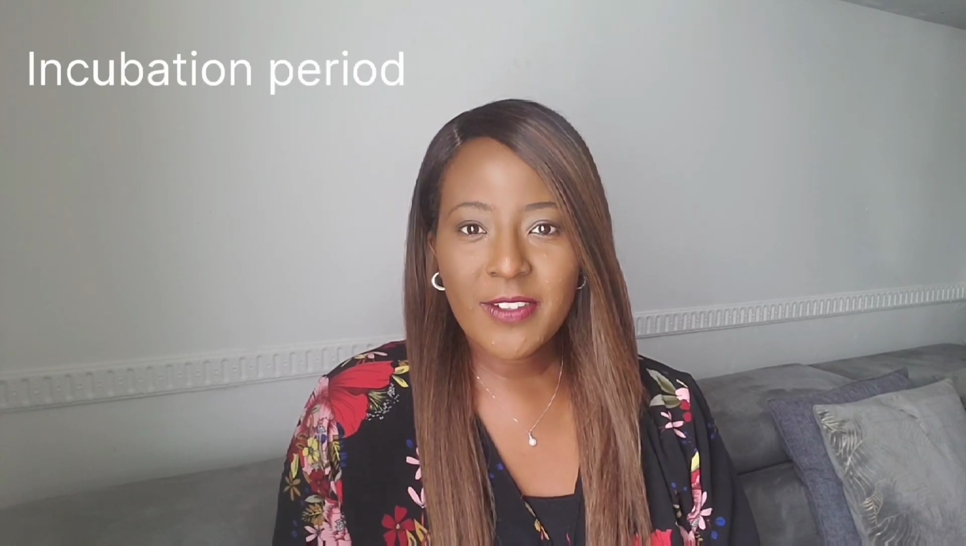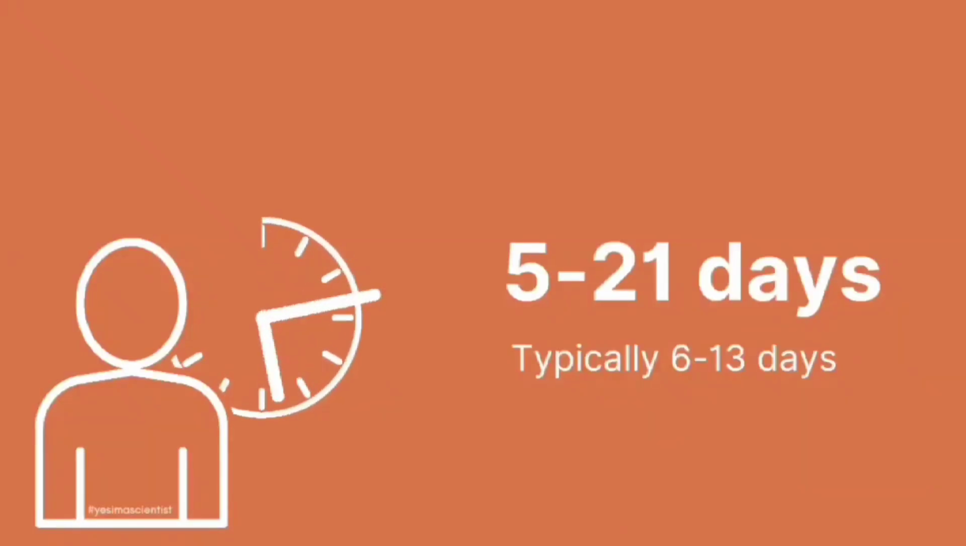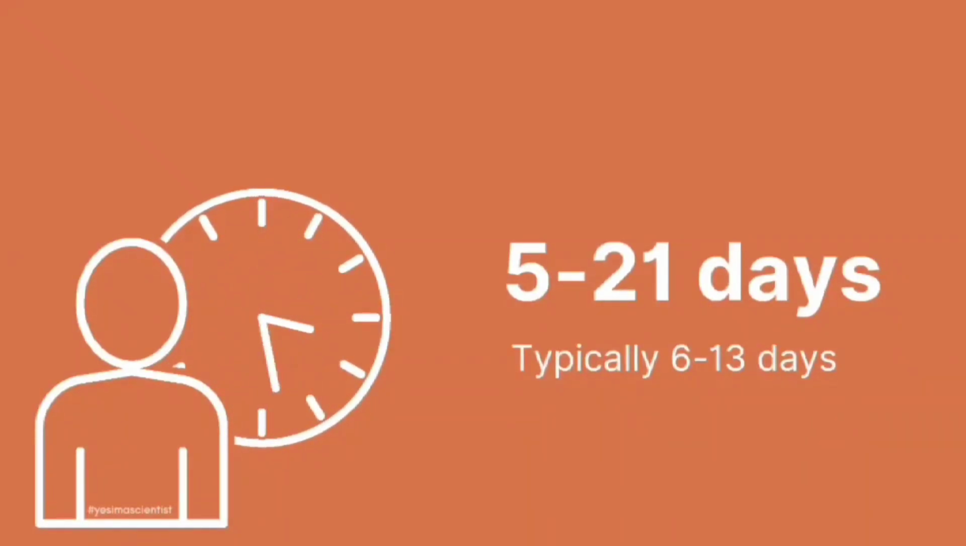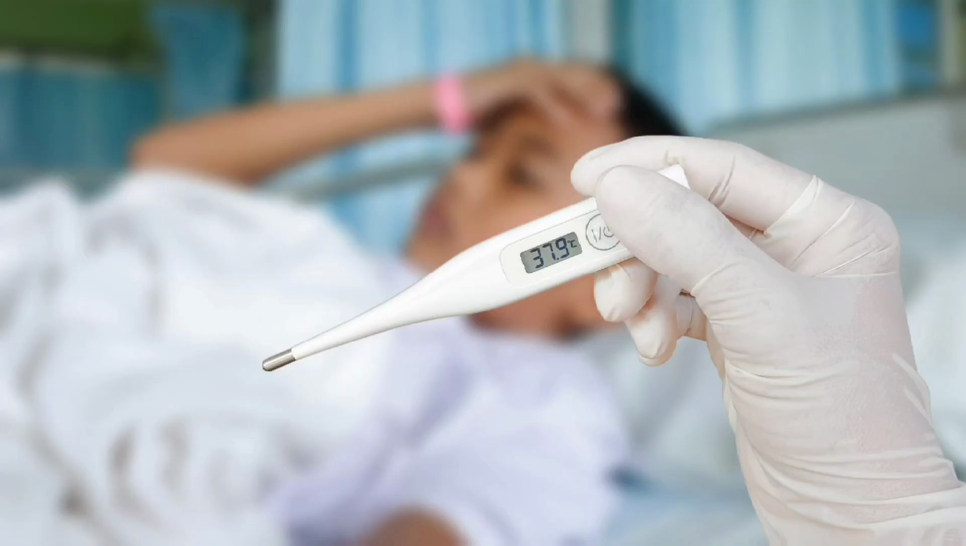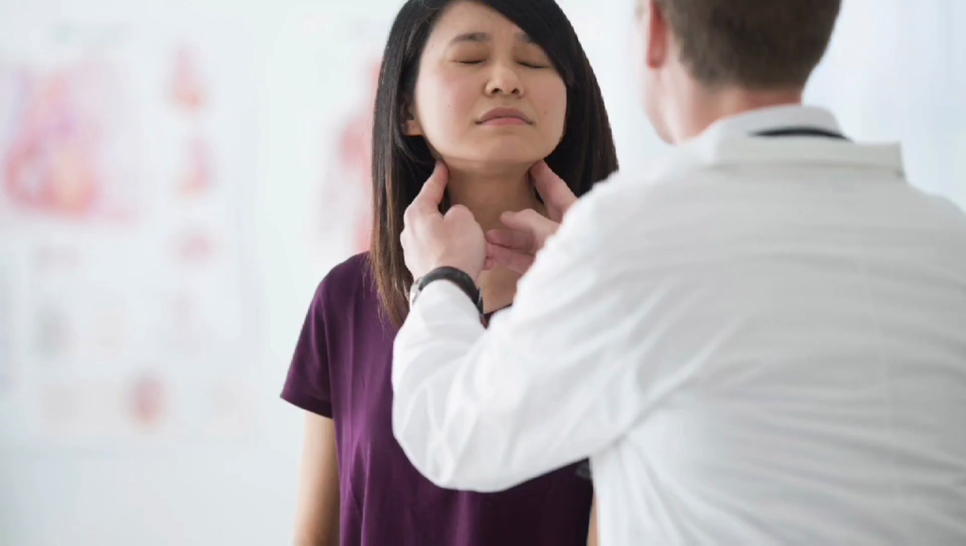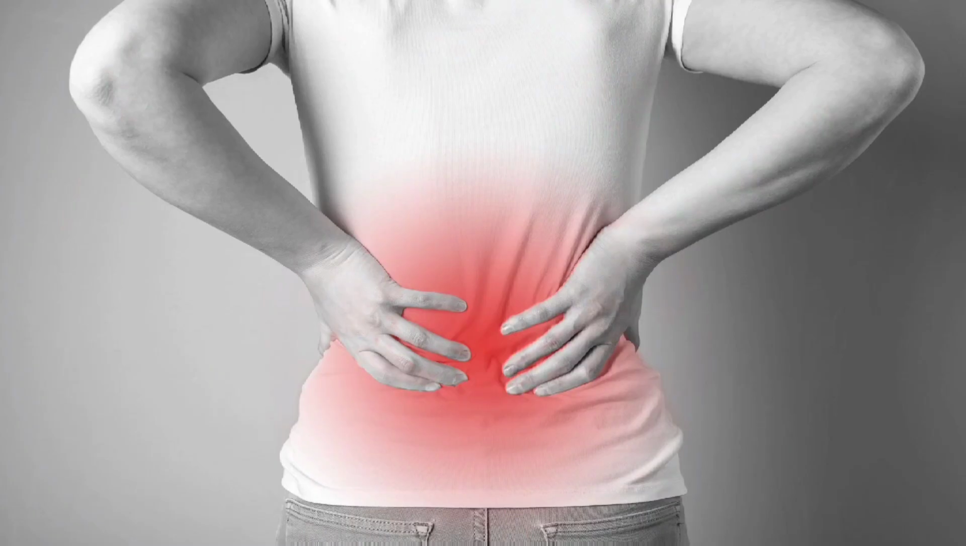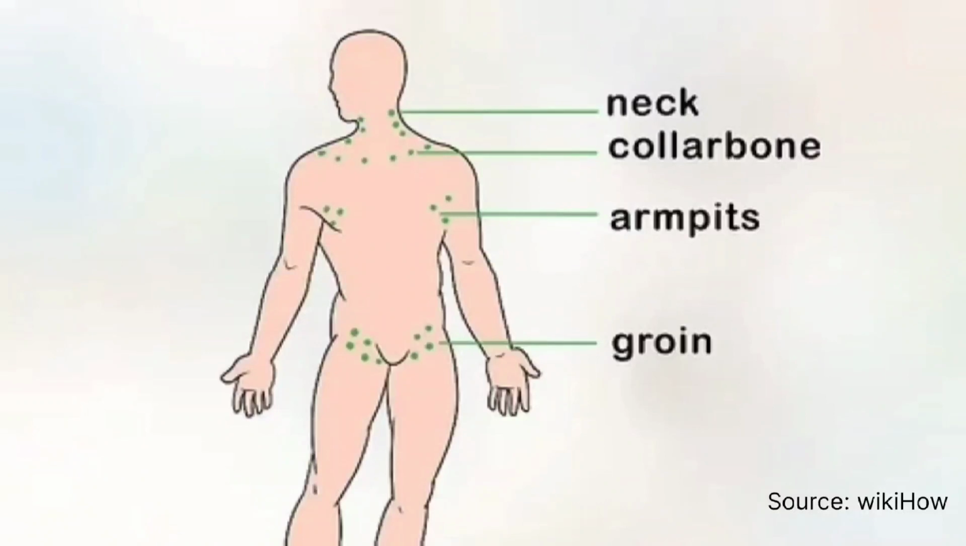The incubation period of a disease is the number of days it takes for symptoms to appear after being exposed. So for monkeypox, it usually takes 6 to 13 days for symptoms to appear. However, this can range from anything between 5 and 21 days. Symptoms of monkeypox include fever, intense headache, swelling of lymph nodes, back pain, muscle aches, and lack of energy. This swelling of the lymph node is a key feature of monkeypox.